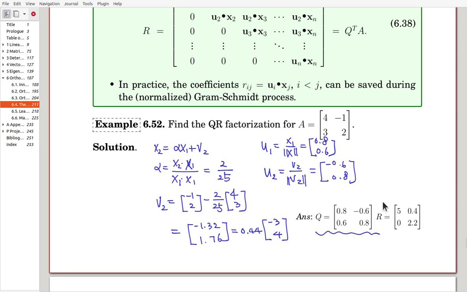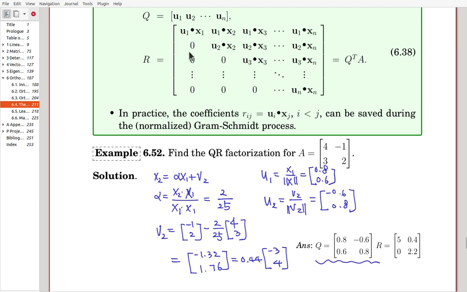Now, here you can find these dot products, or you may try to multiply Q transpose to A, and you can get R. Either way, you can get R. Your R is this one. You can finish it yourself.